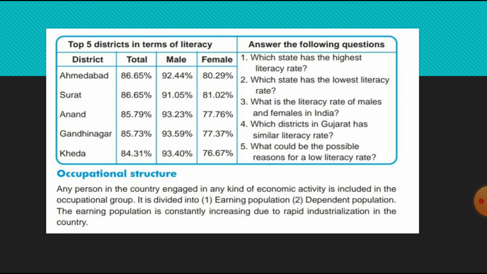Now the top 5 districts in terms of literacy, see which are they: Ahmedabad, Surat, Anand, Gandhinagar and Kheda. They have given all these districts' total literacy rate and male and female also, and they have asked a few questions that you have to write on your own.